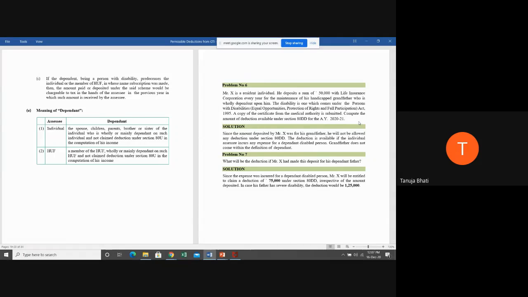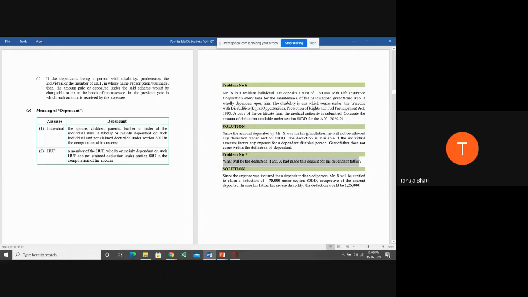Now students, tell me, will Mr. X get a deduction under section 80DD for paying 50,000 rupees? No, ma'am. Why will he not get? Ma'am, it is only for his children, spouse, brother or sister. Very good. So he is a handicapped grandfather, so he will not get a deduction since in the definition of dependent, grandfather doesn't fall.